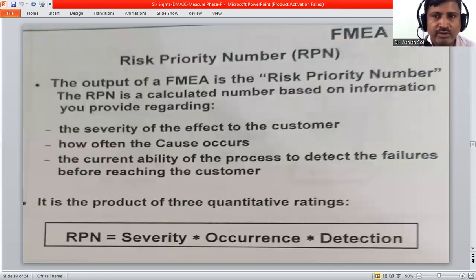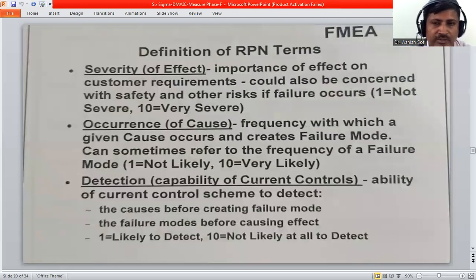Now in FMEA, we use the RPN number, risk priority number. The output of FMEA is RPN. RPN is a number which comes out of severity multiplied by occurrence multiplied by detection. So how severe is the failure if something fails, what is the occurrence of failure, and what is the possibility of detection if a failure occurs. So combined, these three things are multiplied, and then you get the RPN number, and the things to be done first are those having a higher RPN number.